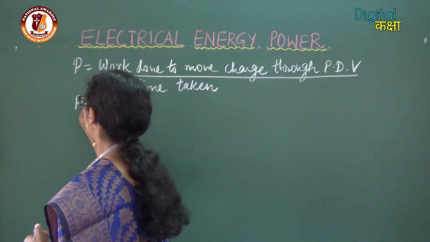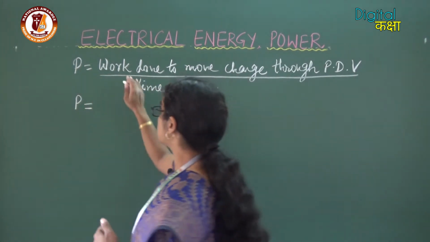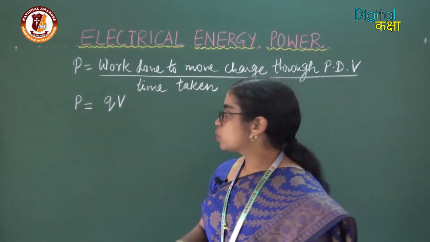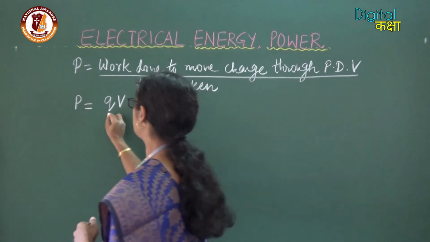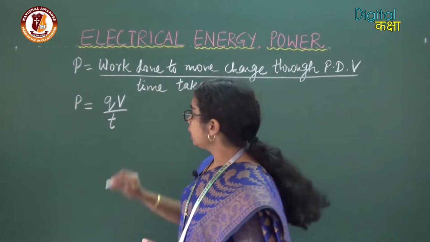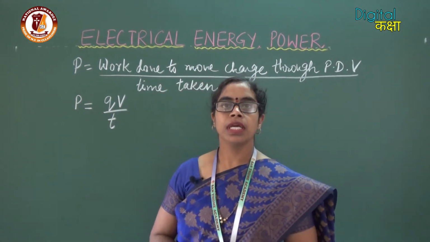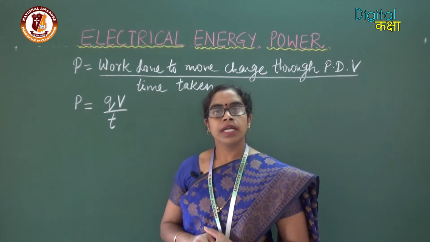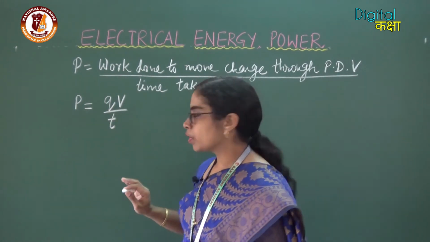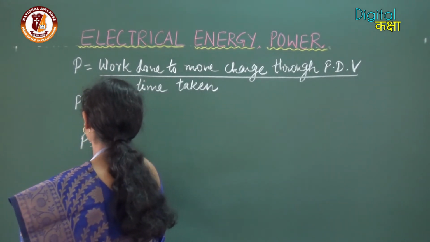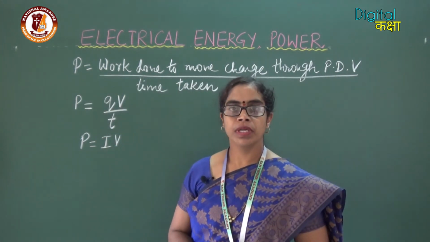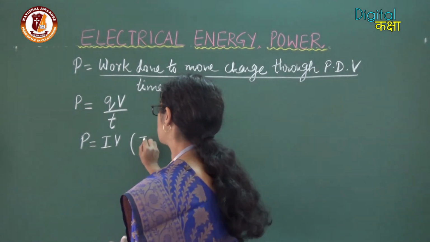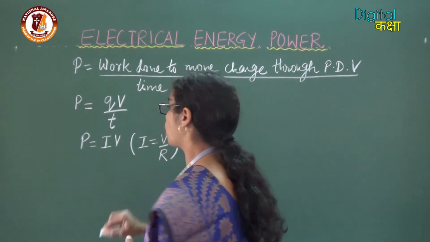This way, the formula for power can be expressed as follows. We know that the work done can be written as Q into V. So the formula for power comes out to be Q into V upon T. In this formula, if I take Q upon T together, I can write current I in place of Q upon T. So I will get the formula for power equal to I into V. Using Ohm's law, I can eliminate I, and in place of I, it can be written as V upon R.